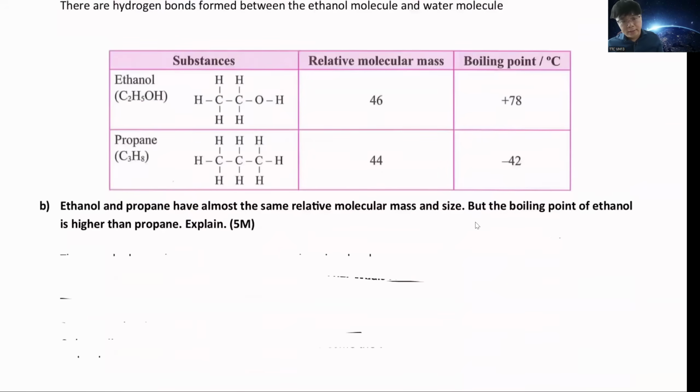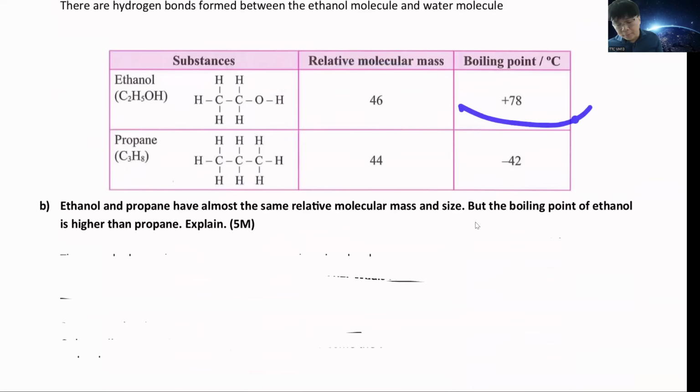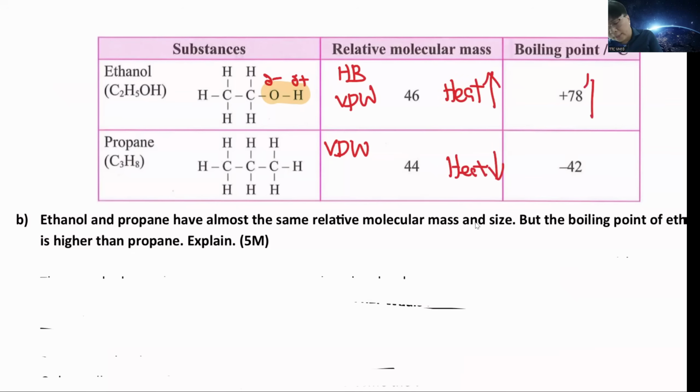Then for this question, they tell you that these two molecules have similar mass. Why is the melting point so different? One is negative 42, one is positive 78, a difference of more than 100. You mention that propane doesn't have hydrogen bond, it only has van der Waals force. Ethanol has H connected to O, causing partial positive, partial negative, so it has hydrogen bond plus van der Waals force. So you need more heat to overcome; for propane you need less heat. So this one is higher, this one lower.